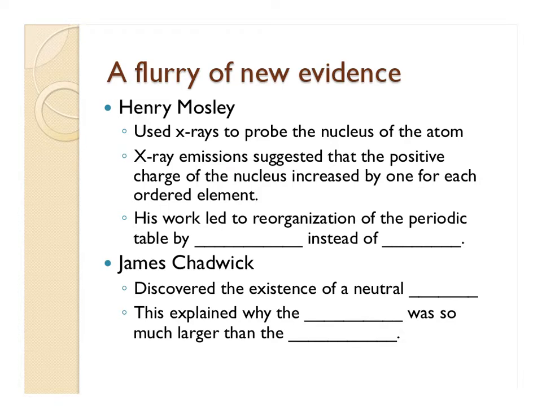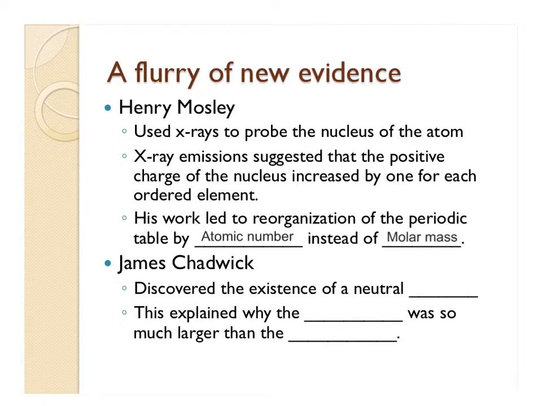In our last lesson, we learned about the Rutherford model of the atom, but his model was quickly adjusted by several new developments. One man, Henry Moseley, used X-rays to probe the nucleus of the atom. These X-ray emissions suggested that the positive charge of the nucleus increased by one whole number for each ordered element. His work led to the reorganization of the periodic table by what was called the atomic number, instead of the molar mass as it had been previously.